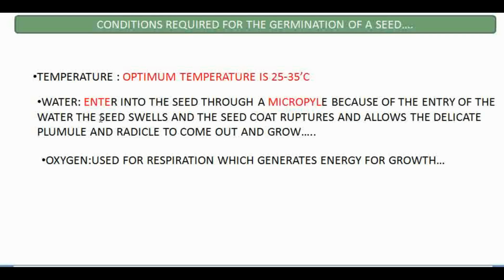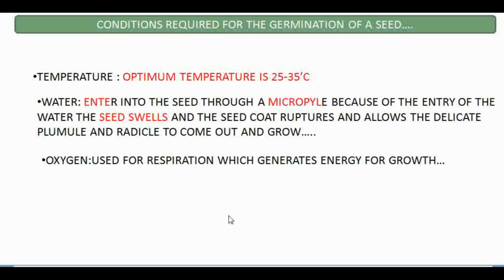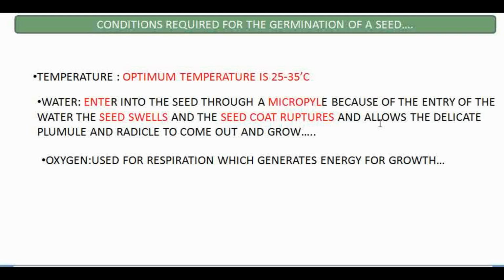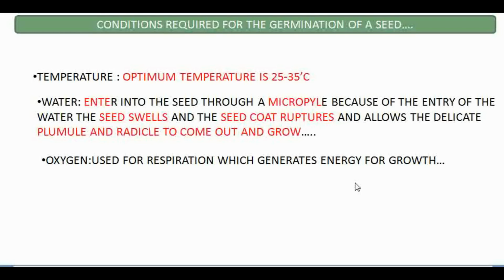the seed swells. Remember, because of the entry of water, the seed swells. Because of the seed swelling, the seed coat will get ruptured, and this allows the delicate plumule and radicle to come out and grow, which helps to grow out the plant. So this much process is happening just because of the entry of water inside our seed.